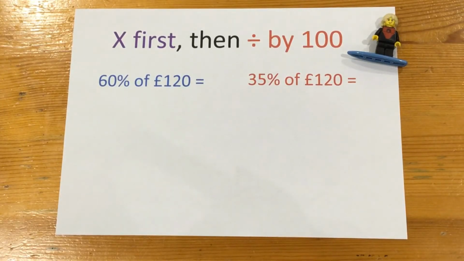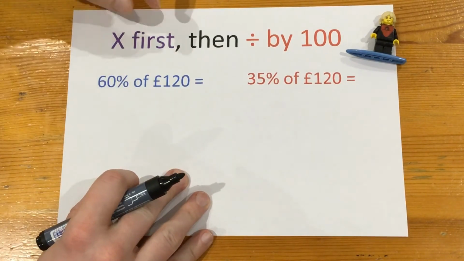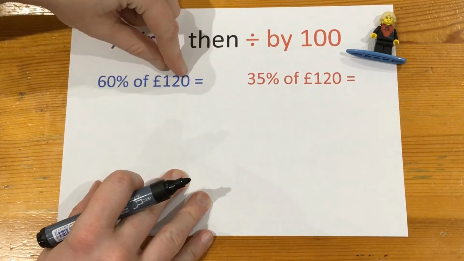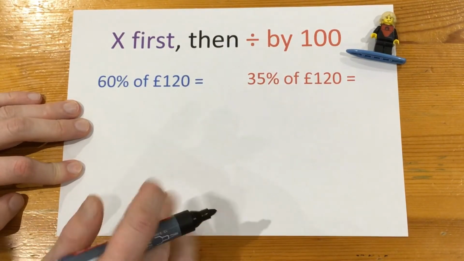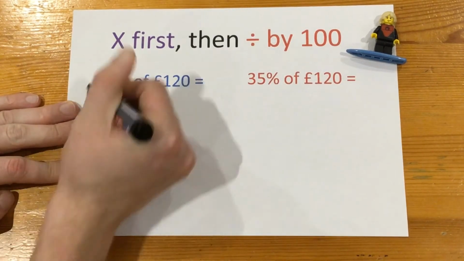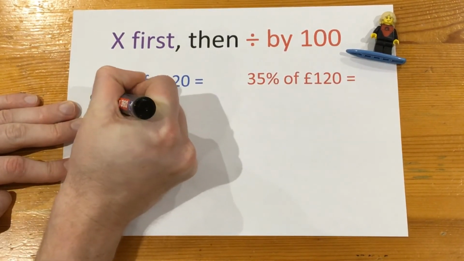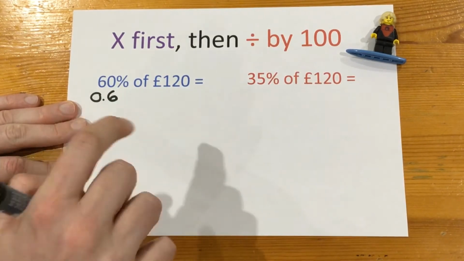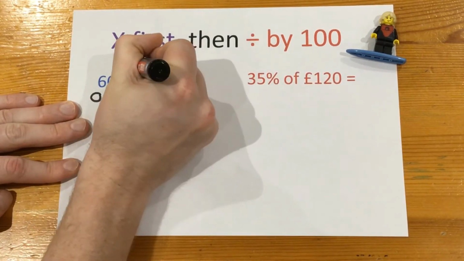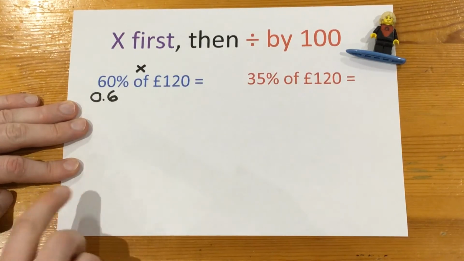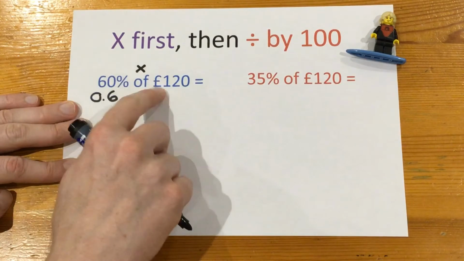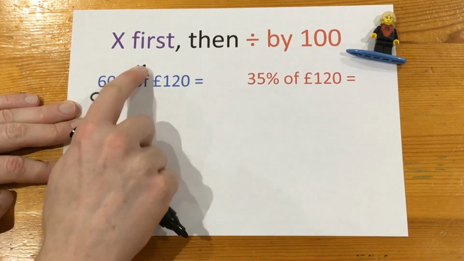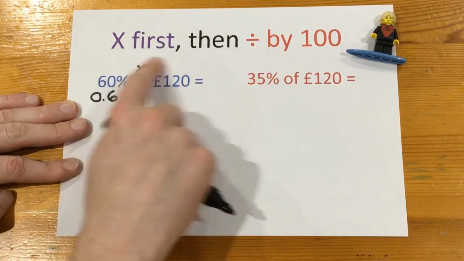I'm going to explore one more strategy now. I've seen another teacher talk about how they teach their pupils to multiply the percentage by the quantity first and then divide by 100. And the reason this works is because 60% as a decimal is 0.6, so it's 100 times smaller. And of course, of can also be looked at as being multiplied by. So you're basically dividing this by 100, 0.6 times £120. But we can do the multiplying first and then divide by 100 afterwards.